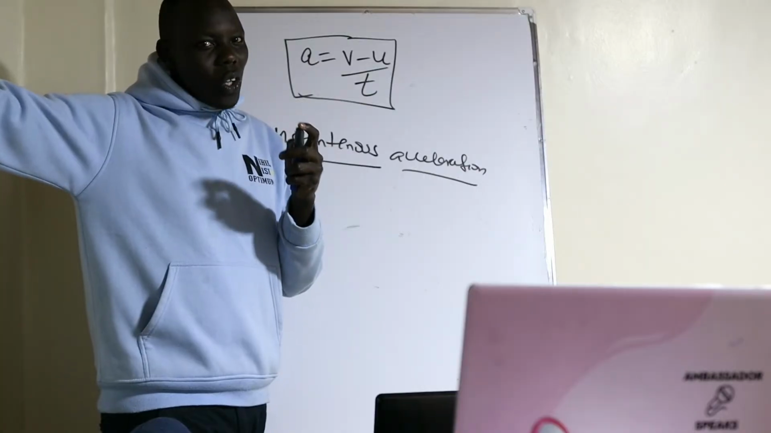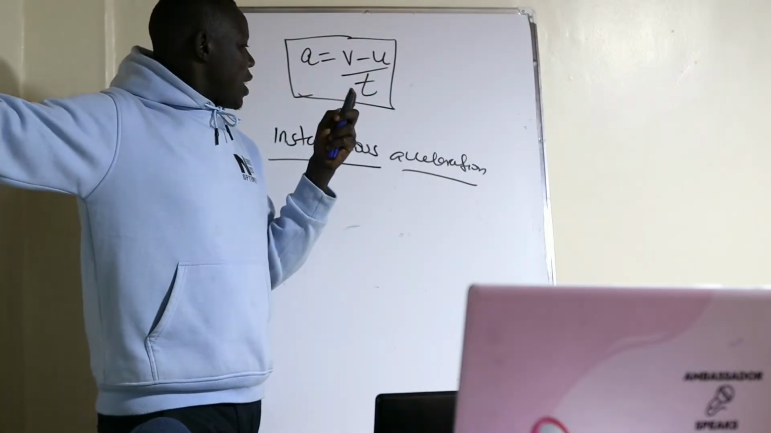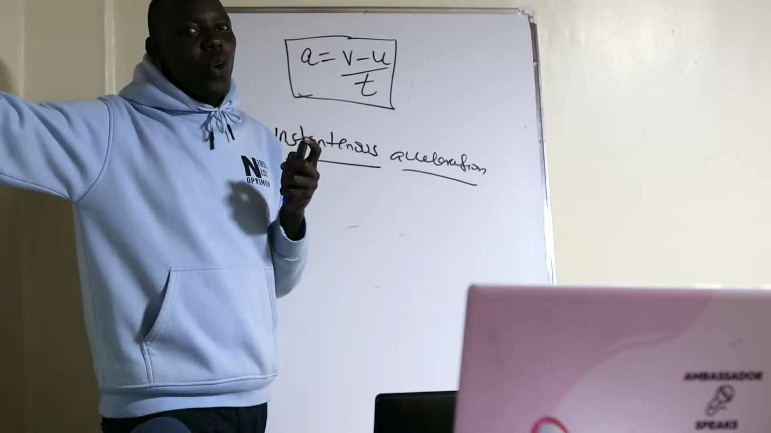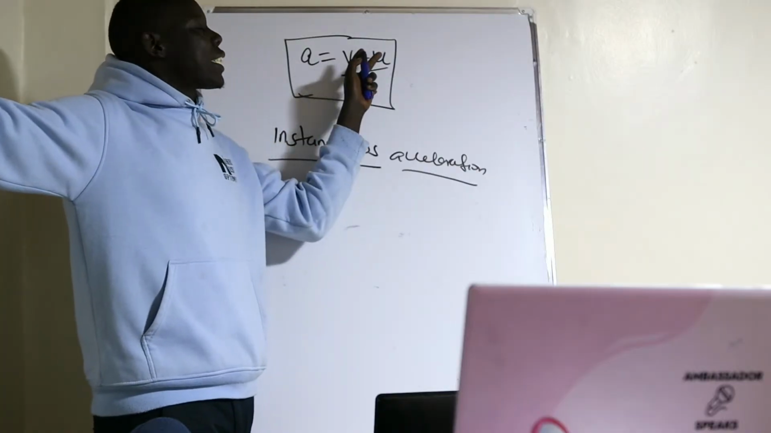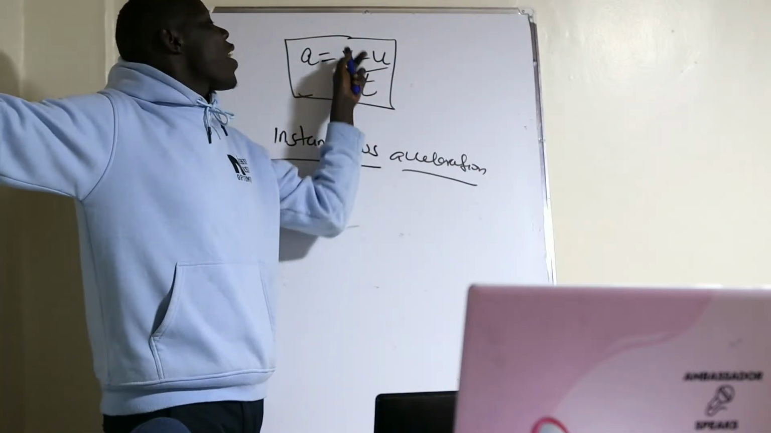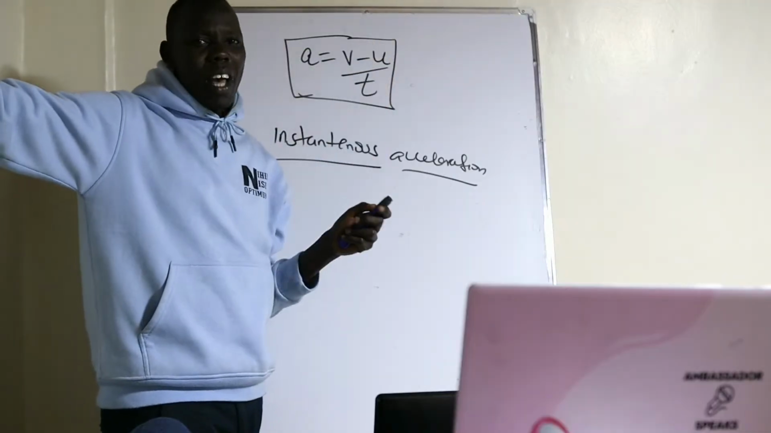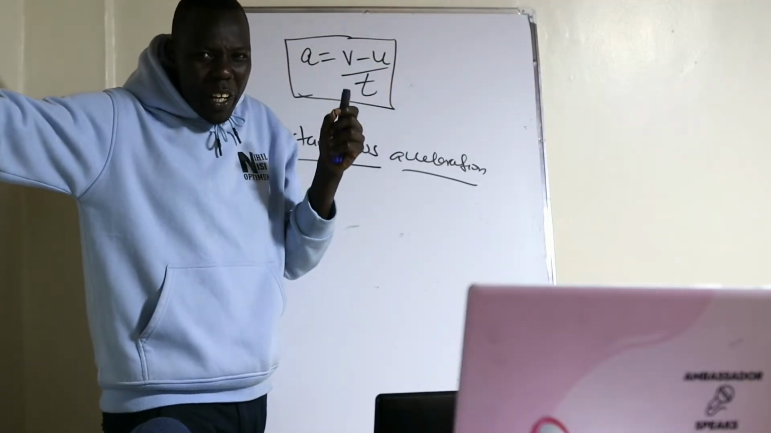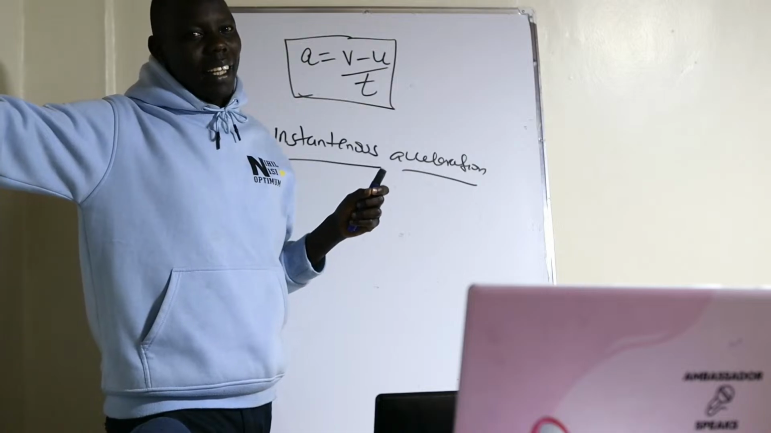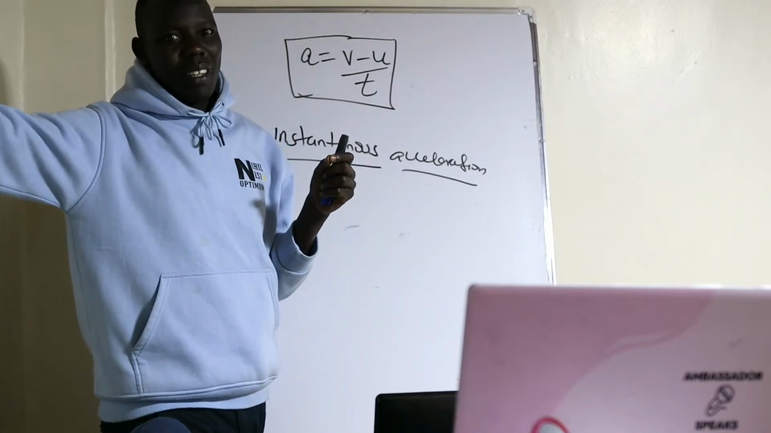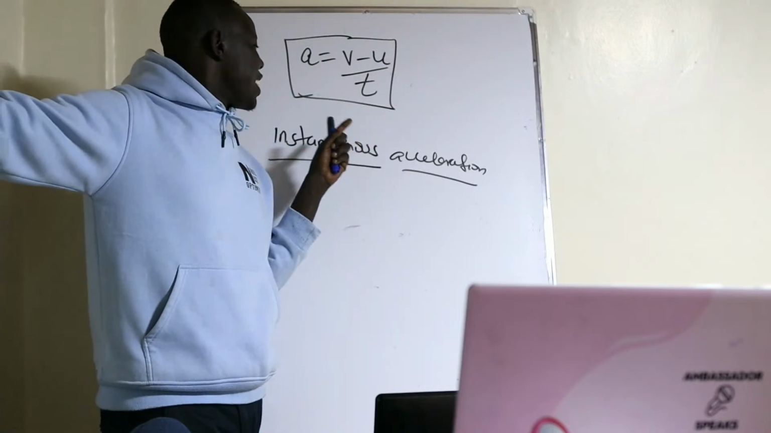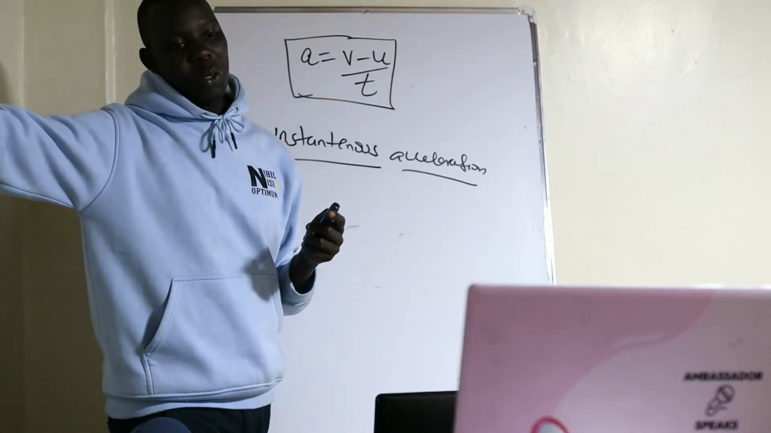Now, also, let me say this. The acceleration you will always give is average, because we are getting the final velocity minus the initial over time. But acceleration at a given point, at a given time, is known as the instantaneous acceleration.